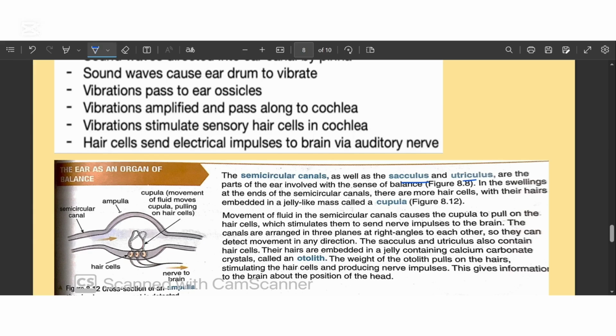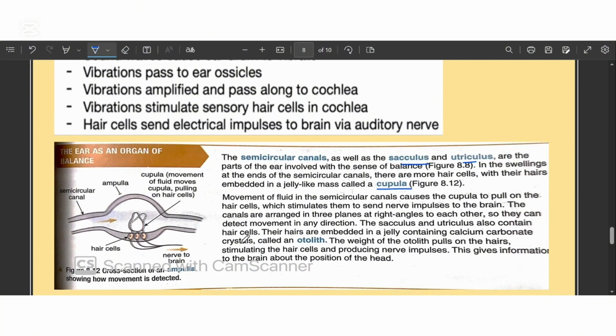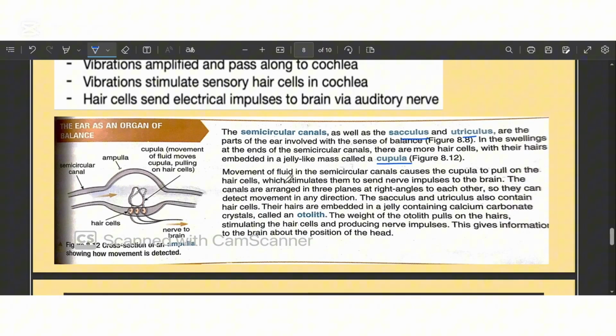So the semicircular canals, the utriculus and the sacculus, are filled with fluid and a gel-like mass, which is known as the cupula. The movement of the fluid in the semicircular canal causes the cupula to pull on the hair cells. When the hair cells are pulled in whichever direction, they stimulate nerve impulses, and the nerve impulses reach the brain, so that your brain can know, according to the movement of the cupula fluid, which way your head is moving. So it helps in detecting movement in any direction.